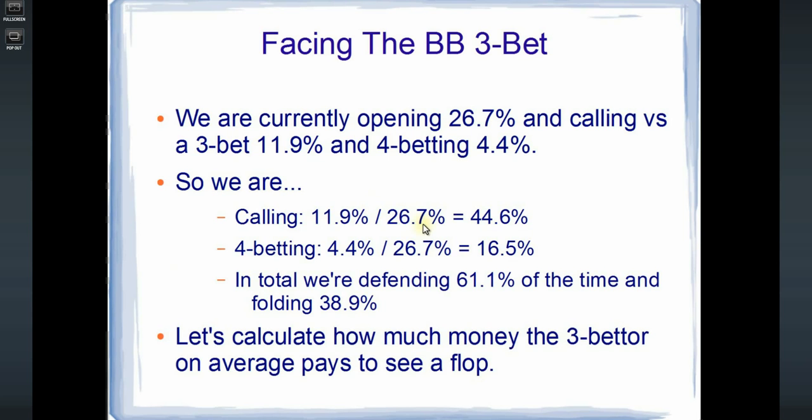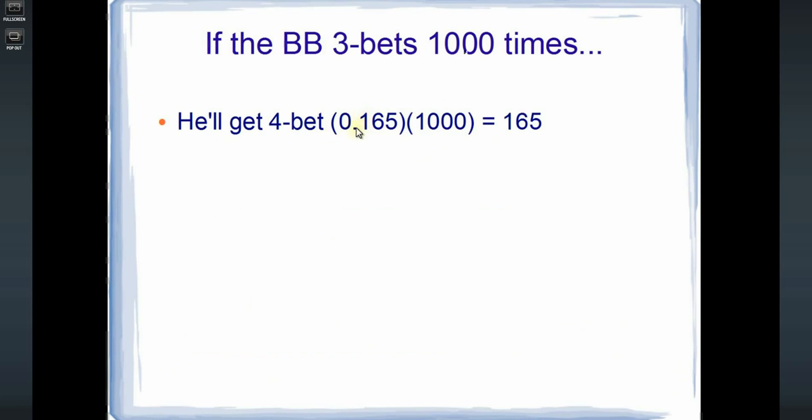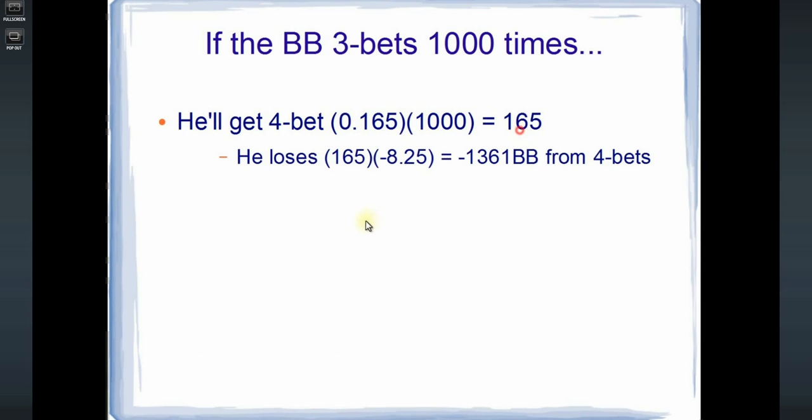All right, so let's calculate how much money the 3-better on average pays to see a flop. So we're going to be doing the exact same type of math that we just did for a cutoff open. Now we're saying how much money does the big blind on average have to pay to see a flop when the big blind 3-bet bluffs. If the big blind 3-bets 1,000 times, he'll get 4-bet 1,000 times 16.5% equals 165. So he'll thus lose 165 times negative 8.25 to lose 1,361 big blinds pre-flop from 4-bets.